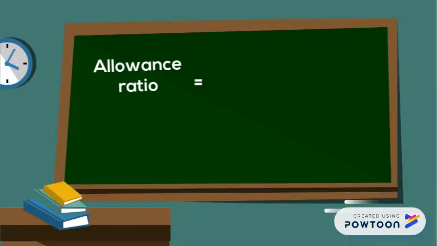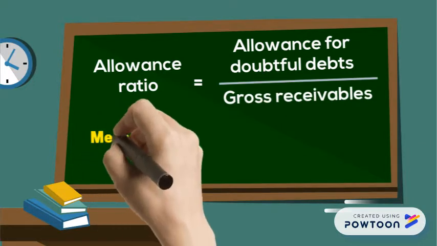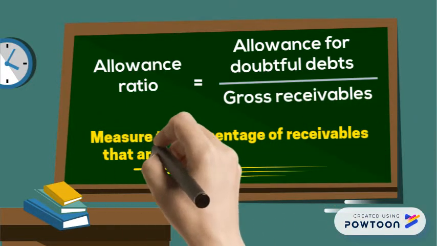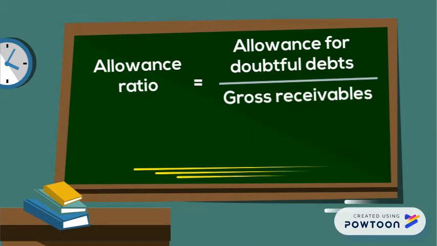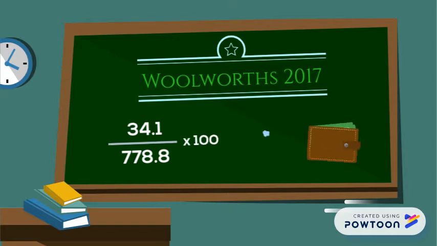The allowance ratio is given by the allowance for doubtful debts divided by gross receivables and is used to determine the percentage of receivables that are expected to be uncollectible in the future. Let's apply this to Woolworths. The allowance for doubtful debts is equal to 34.1 million, and this is divided by gross receivables totaling 778.8 million, and then multiply by 100 to obtain an allowance ratio of 4.4%.